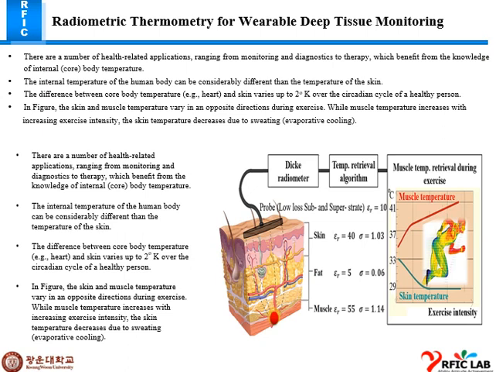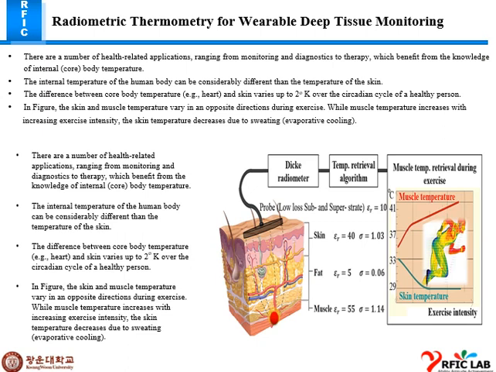Now this is the second thesis as discussed. This thesis is named radiometric thermometer for wearable deep tissue monitoring. Nowadays a number of health related applications, ranging from monitoring to diagnostics to therapy, benefit from knowledge of the internal core body temperature. The internal temperature of the human body can be considerably different from the temperature of the skin. The difference between the core temperature and skin varies up to 2 degrees Kelvin over the circadian cycle of a healthy person.